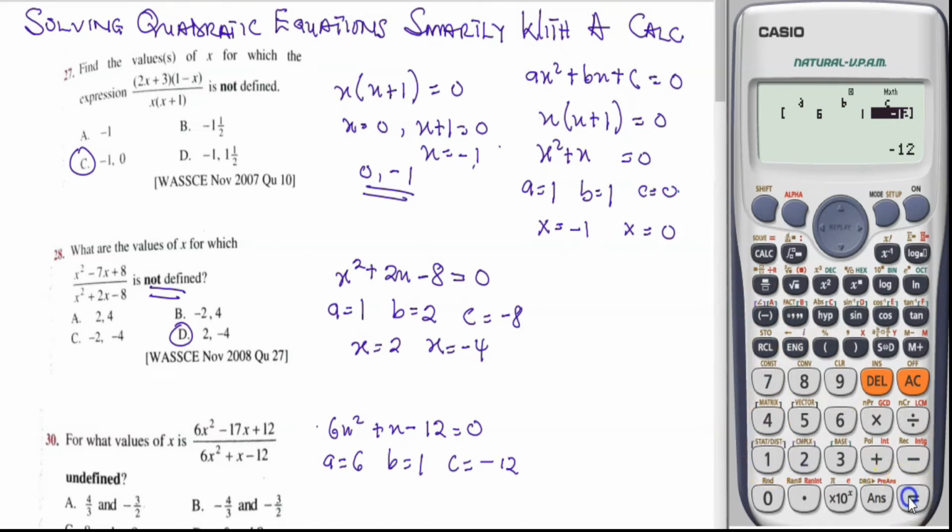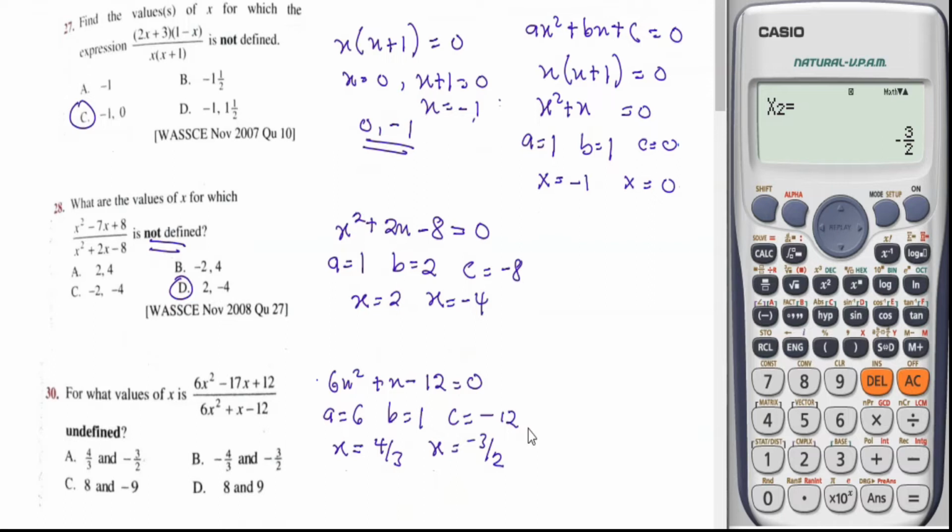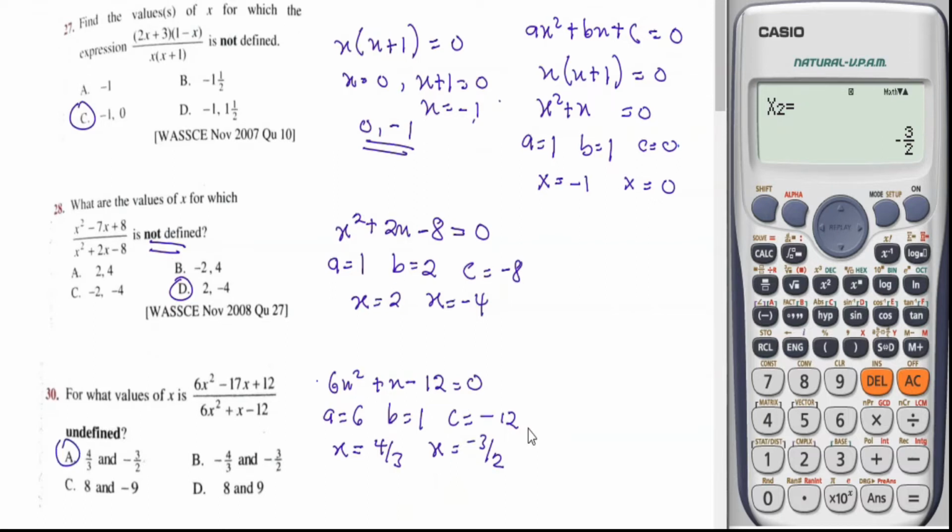Then we press the equal to button and press it again for the first solution. So the first solution, we have x equal to 4 on 3, and then we have again x equal to negative 3 on 2. So when you go through, you realize that the possible answer is possible answer A. Let's go through other worked examples.